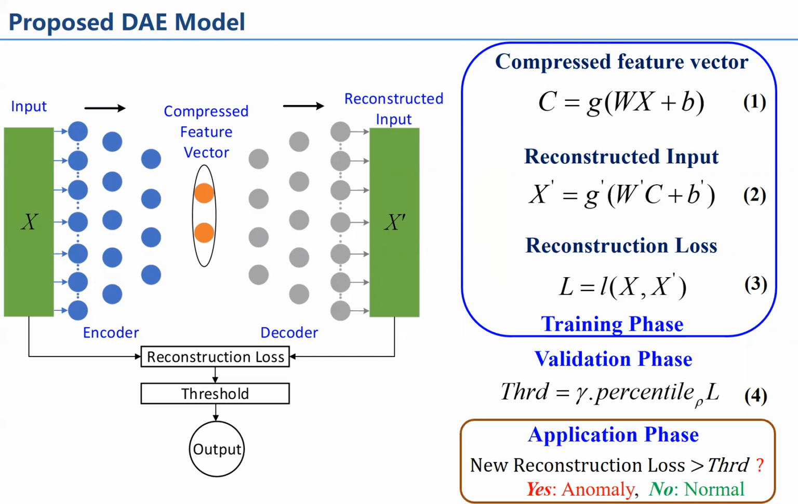Finally, in the application phase, for a new data sample, after feeding it through the trained autoencoder, its reconstruction loss can be calculated and then compared with the fine-tuned threshold. If the loss is beyond the threshold, it will be classified as an anomaly, otherwise as a normal one.